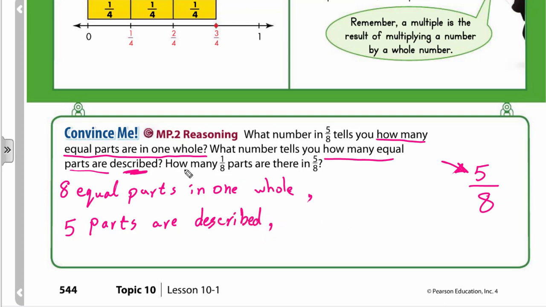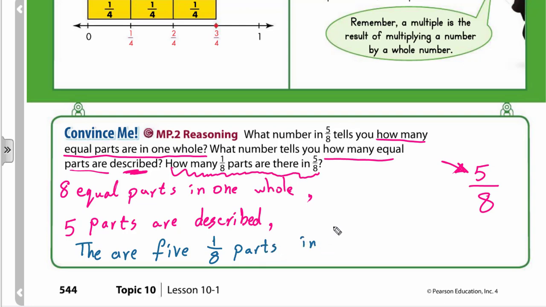Okay, and we have another question also. How many 1/8 parts are there in 5/8? 5. Excellent. So we will write 5. There are 5. We can write 5 in letters, better. There are 5 1/8 parts in 5/8.